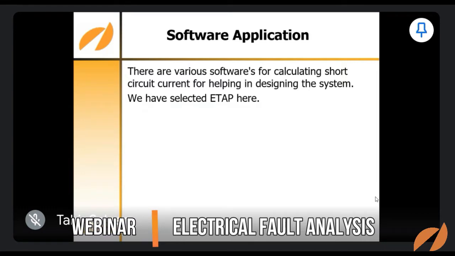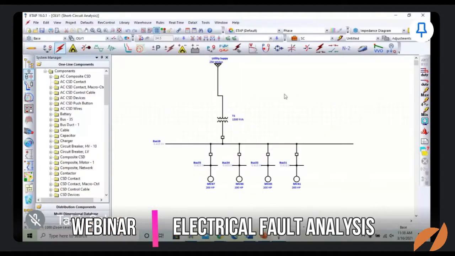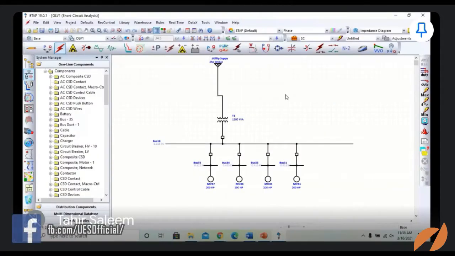Thanks a lot. Hello everyone. Now I'm going to start a software application for calculation of short circuit current in case of any fault. Faults can be of various types, as sir has already explained. So let's move to the software application. Firstly, I would like to give you some introduction regarding ETAP 19.0.1.